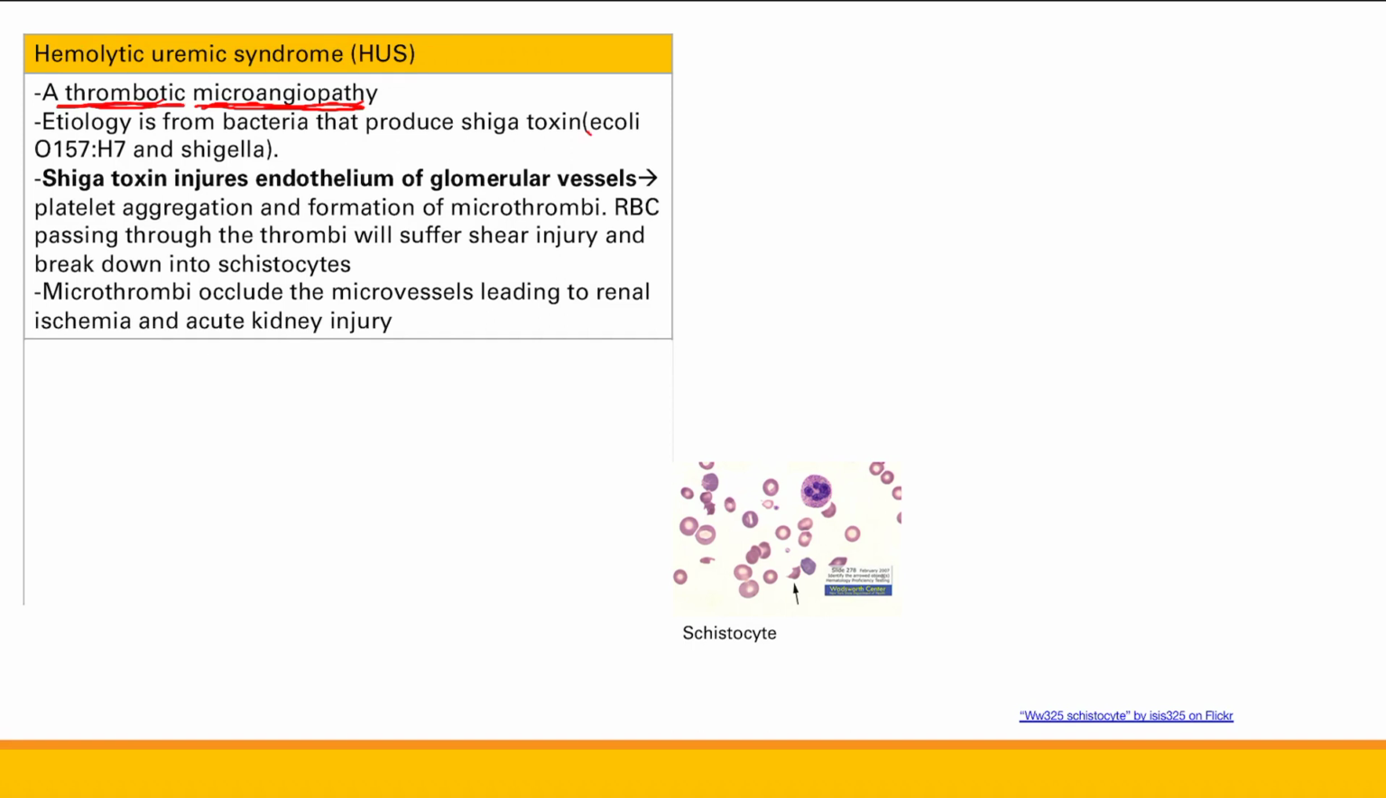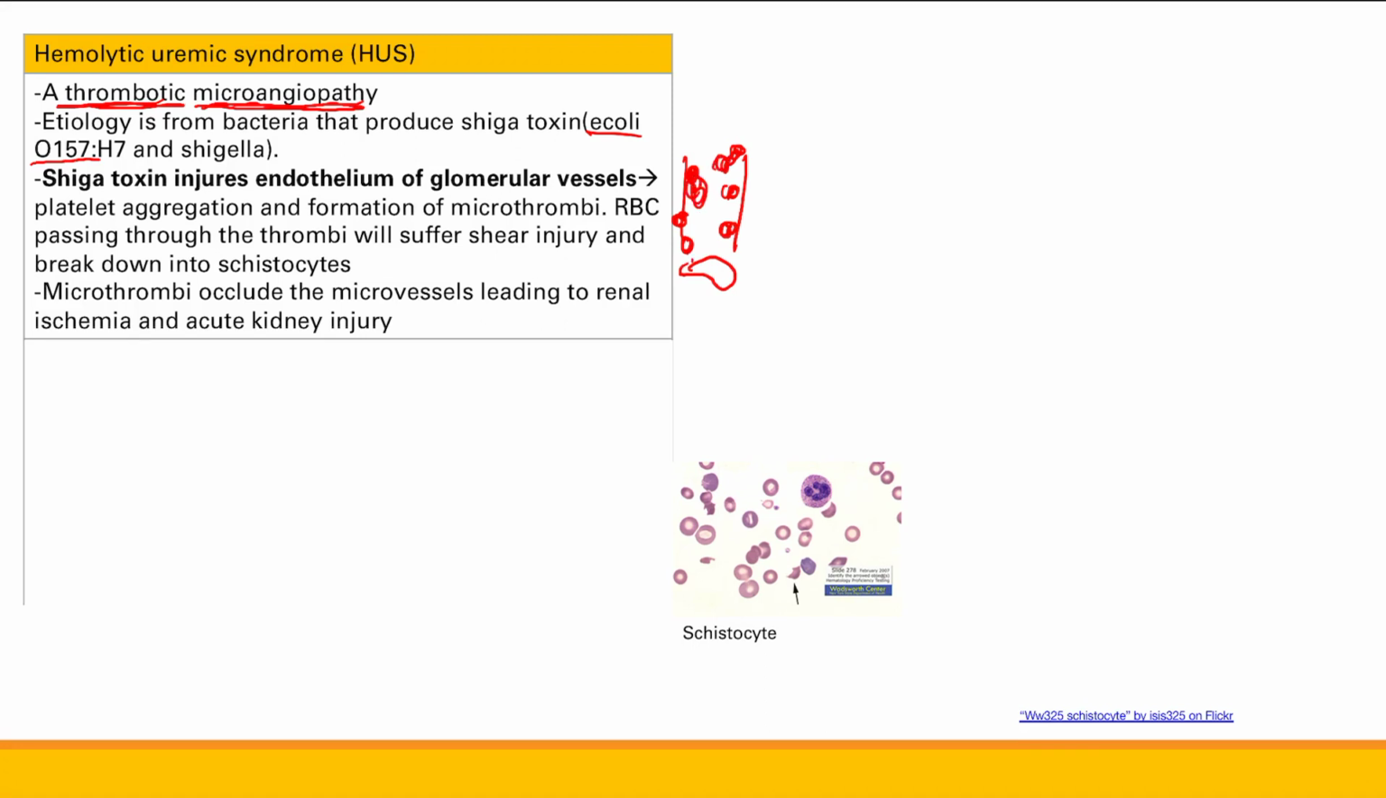So the bacteria that do that are E. coli O157:H7 and Shigella. This Shiga toxin that they make will injure the endothelium of glomerular vessels. They're going to cause platelet aggregation and formation of microthrombi in these small vessels of the kidney. Okay, so you get these microthrombi, and red blood cells are going to pass through, and because of all these thrombi, they're going to get sheared.